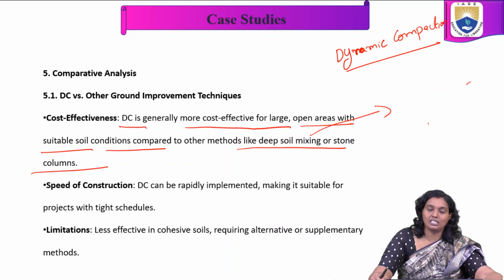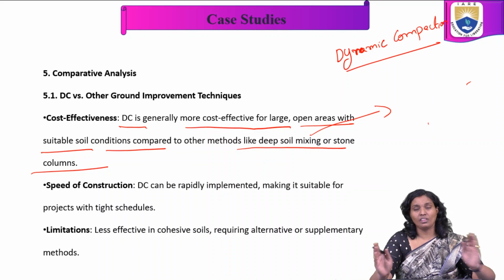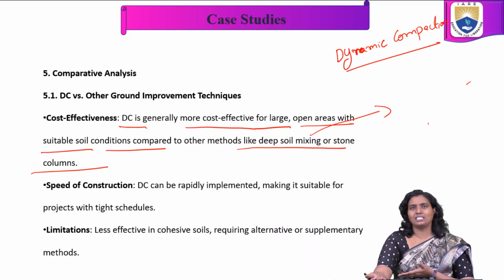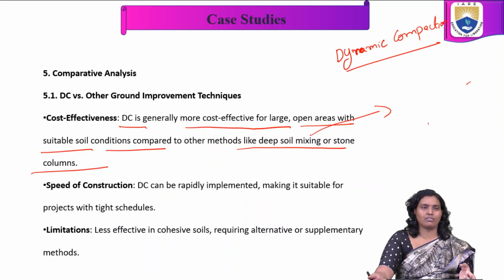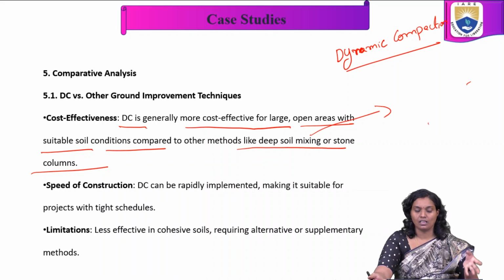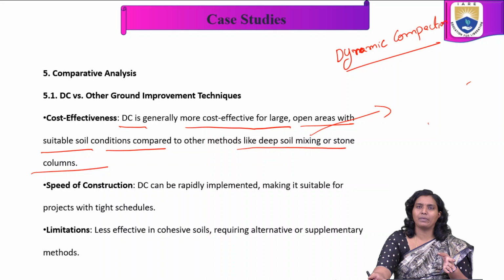Speed of construction. Dynamic compaction can be implemented rapidly, making it suitable for projects with tight schedules. Other techniques require design considerations and an installation process, and after that it also takes some time. These are all involved in various other ground improvement techniques: the mixing process, design considerations, and after that removing that particular thing. These are all the parameters involved in other ground improvement techniques. Here it is rapidly implemented, making it suitable for projects with tight schedules.